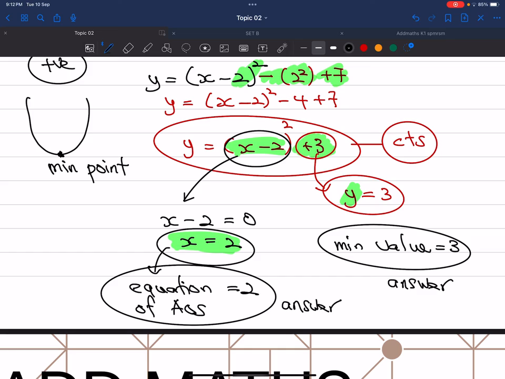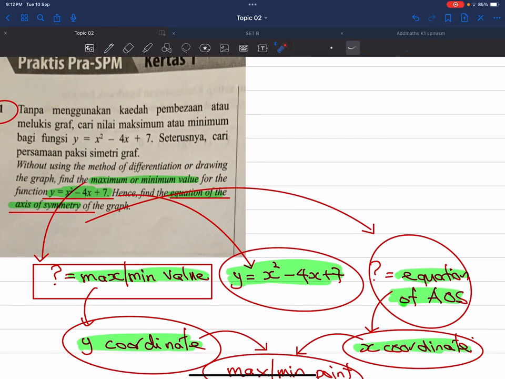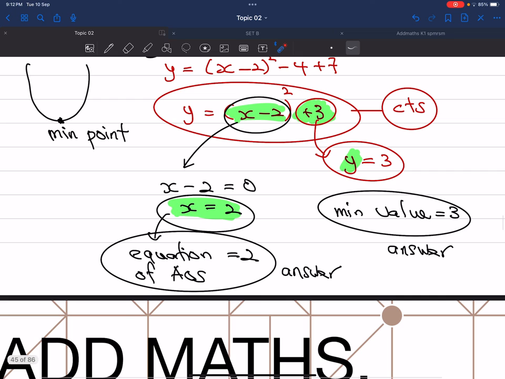So for this question, where they asked us to find the maximum or minimum value and find the equation of axis of symmetry, we got: minimum value is 3, equation of axis of symmetry is x equals 2.